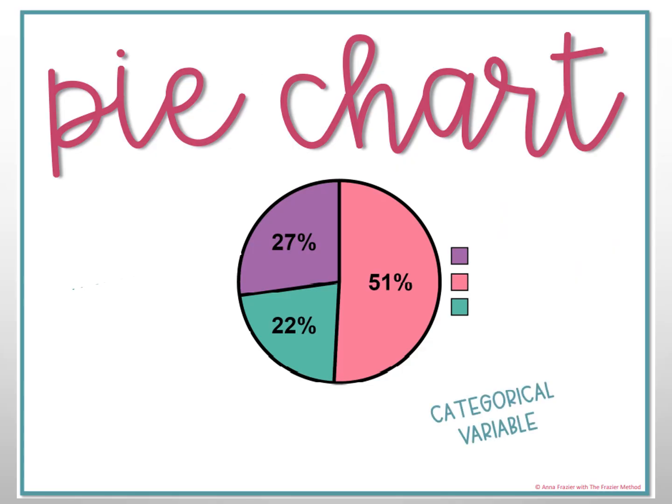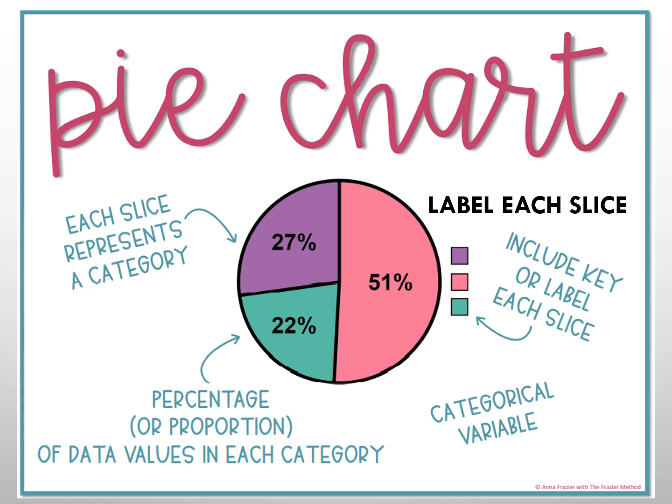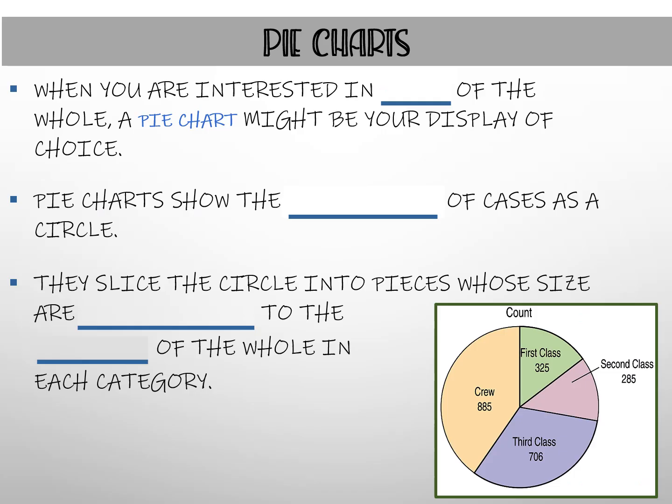Pie charts. Categorical variable again. Each slice represents a category. Percentage or proportion. I prefer percents when you are making the bar graphs of the data values in each category. It says include a key or legend for each slice. I want you to label each slice, and don't forget a title, and the title should be in context.